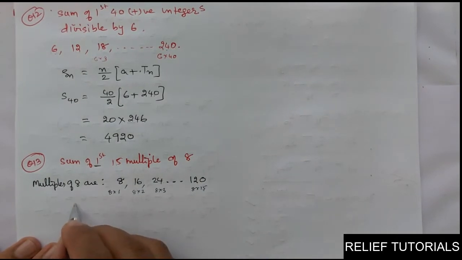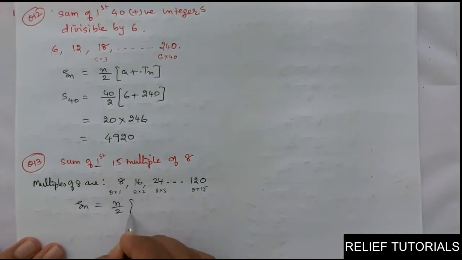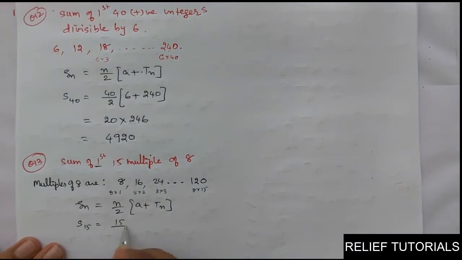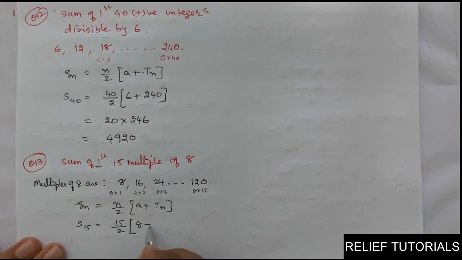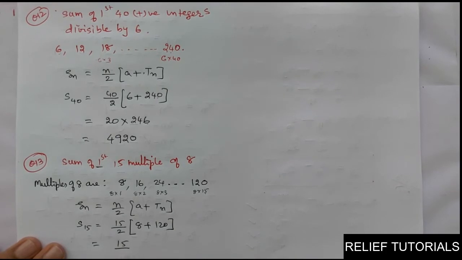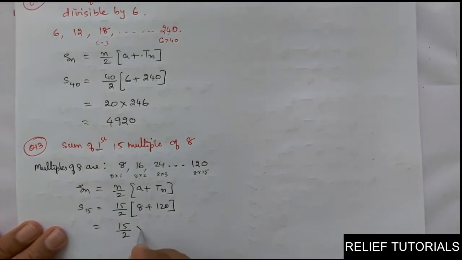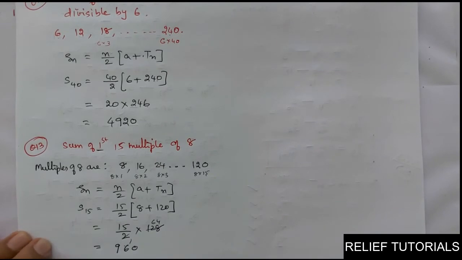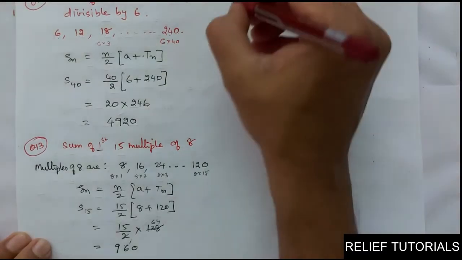Now you have to find the sum. So you know, we'll use Sn is equal to n by 2 into a plus tn. So S15 is equal to 15 by 2, first term a is 8 plus 15th term 120. So 15 by 2 into 128. 2 ones are here is 64. So 15 into 64 you want to find out. So 15 into 64 is 960. So very simple. Both are similar problems. That's all. Now question number 14.